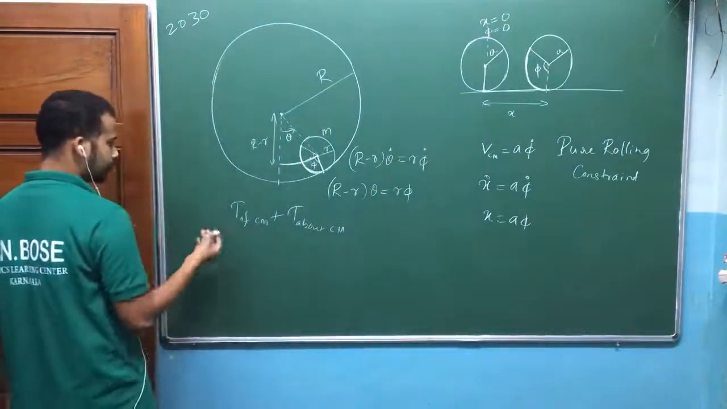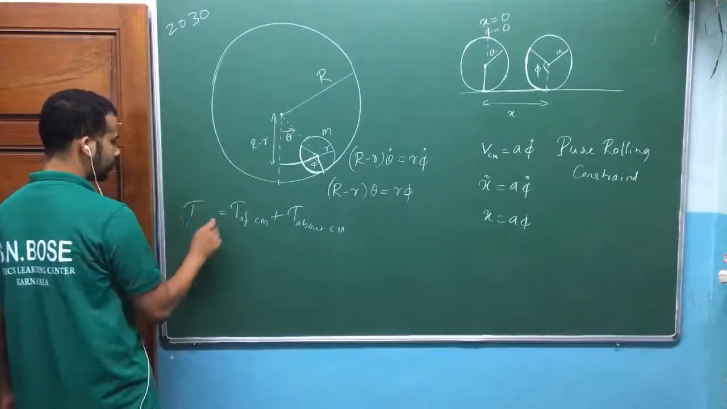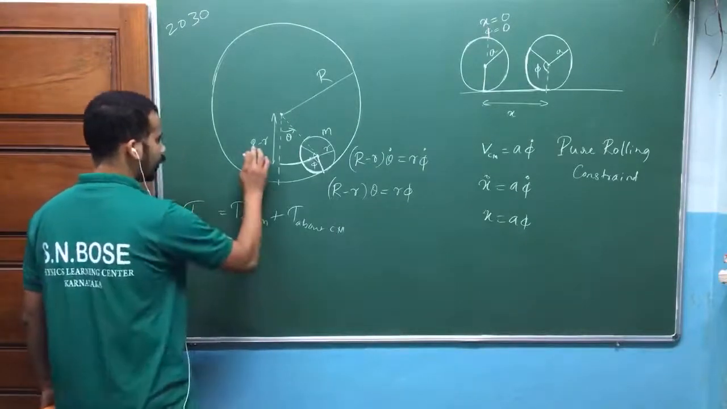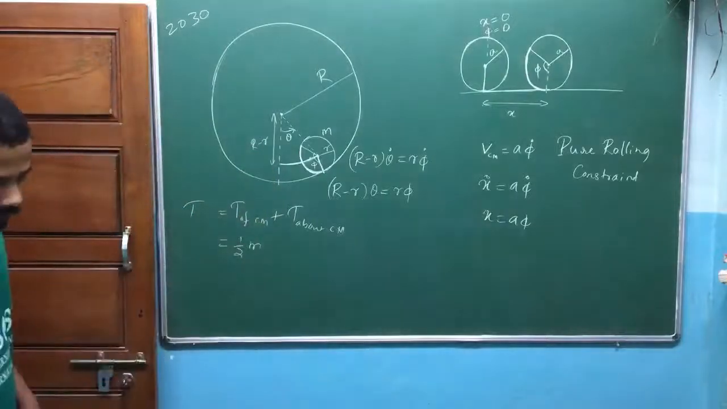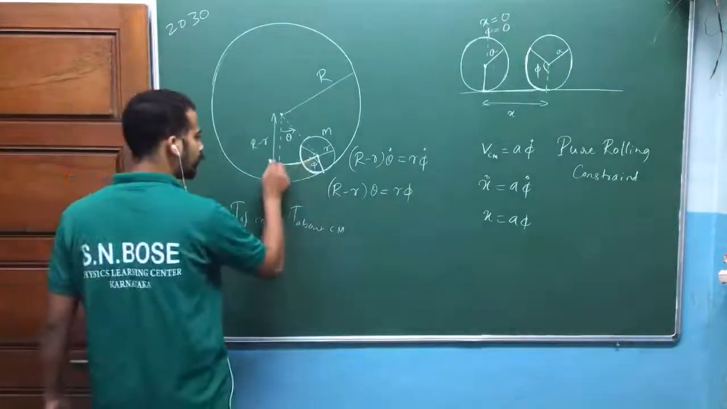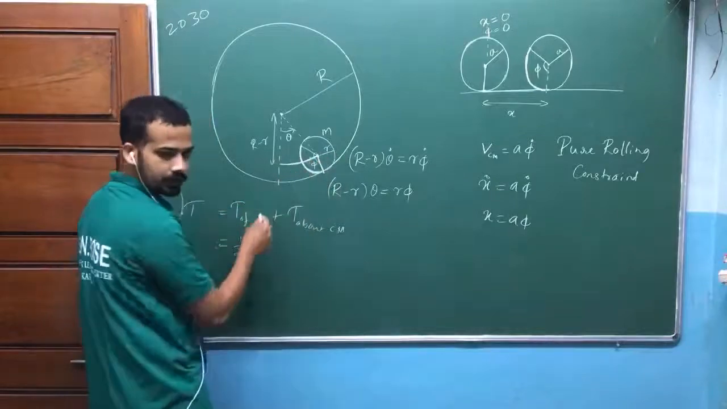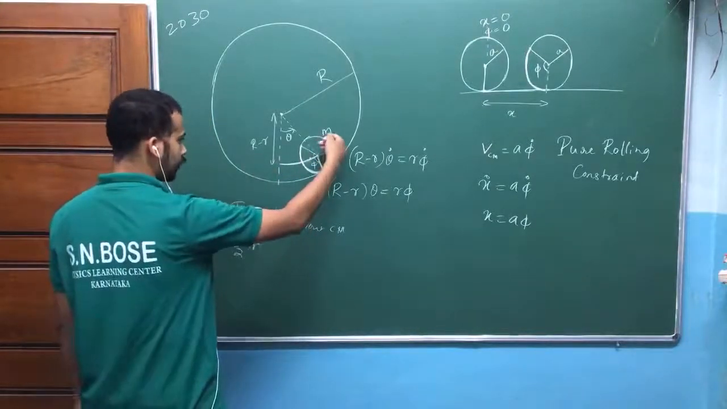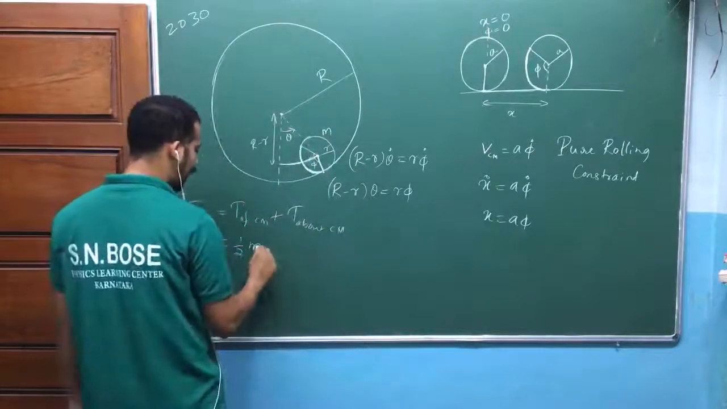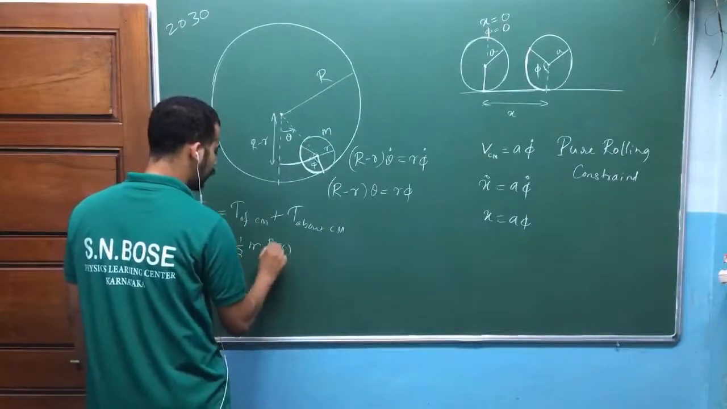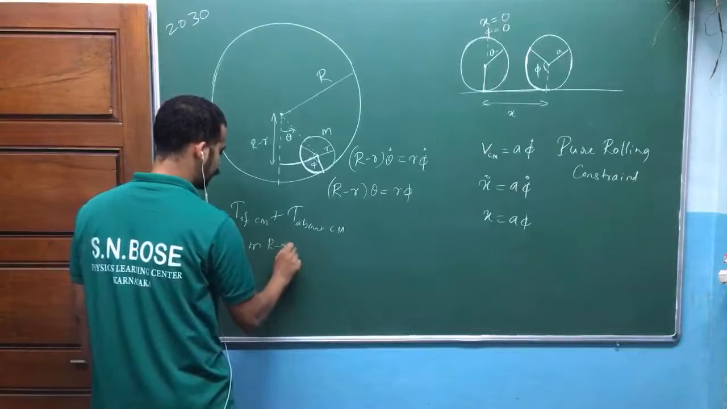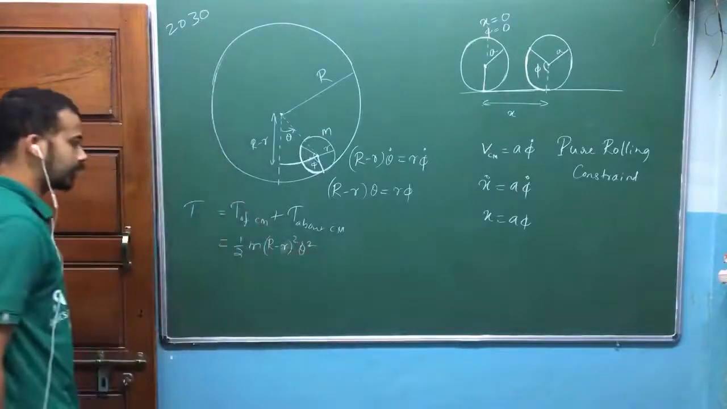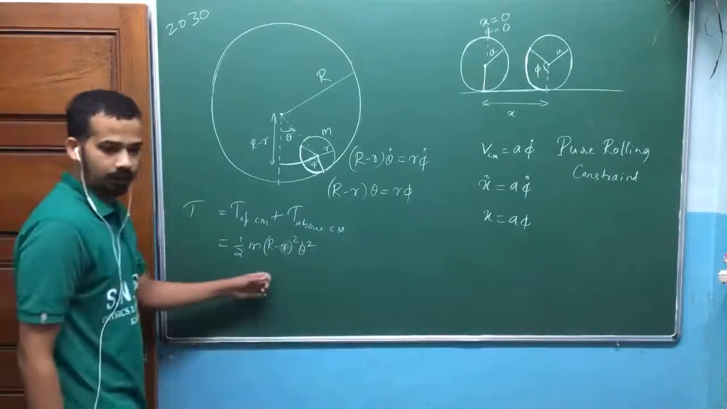Kinetic energy of center of mass plus kinetic energy about center of mass, that is the total kinetic energy, that's equal to half m. Again, this center of mass has only tangential velocity if you take polar coordinates. There is no radial velocity. That's why half m (R minus r) whole square into theta dot square. I am writing directly. That's the kinetic energy of center of mass.